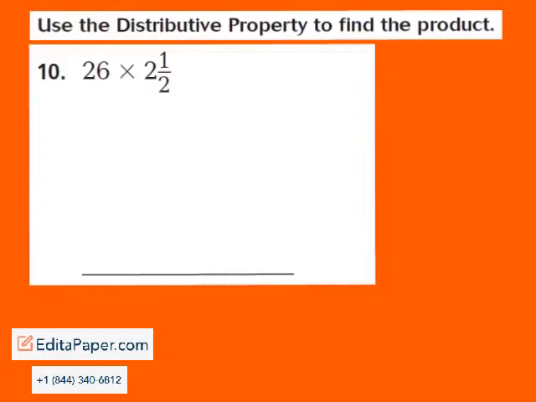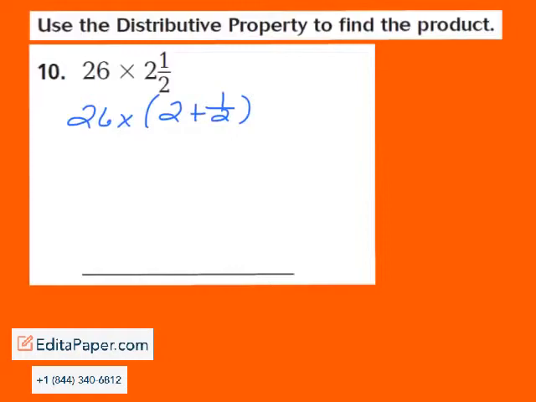So what happens is, I'm going to write down my 26, and I'm going to break apart my 2 1/2. Now when I break apart 2 1/2, it becomes the whole number 2 plus the fraction part 1/2. So I'm going to rewrite that. So 26 times, and I'm going to put a set of parentheses here, 2 plus the fraction 1/2. Because once again, 2 plus 1/2 equals our 2 1/2.